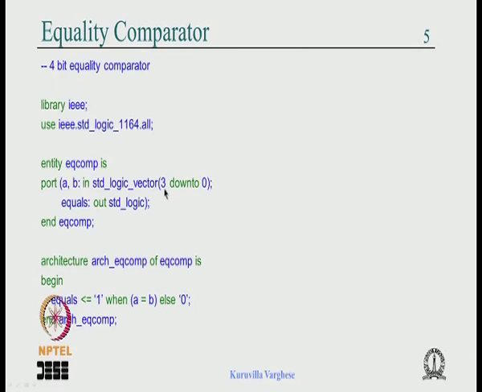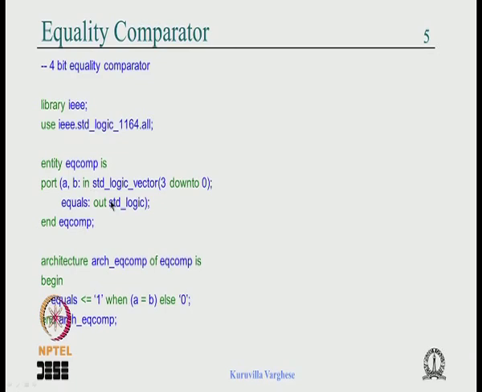There is another syntax, you can say instead of 3 down to 0, 0 to 3. It is possible to write like that, and there is a difference. We will soon say what the difference is. Let us come to equals, which is a name, and the mode or direction is out, and the data type is standard logic. So when you describe a port you have to give a name, tell the direction, and tell the data type.